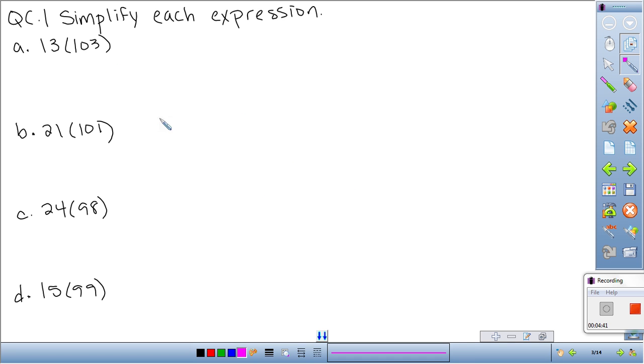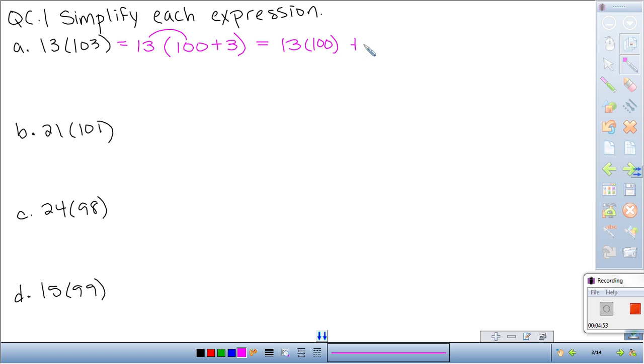Let's try a few more. Again, you want to rewrite it. So 13 times the quantity, instead of 103, 100 plus 3. And then distribute. 13 times 100 plus 13 times 3. And then simplify. 13 times 100, 1300 plus 13 times 3, 39. So 1,339.